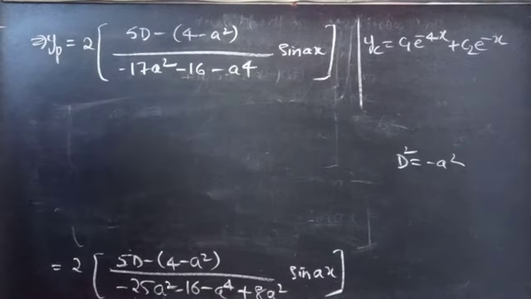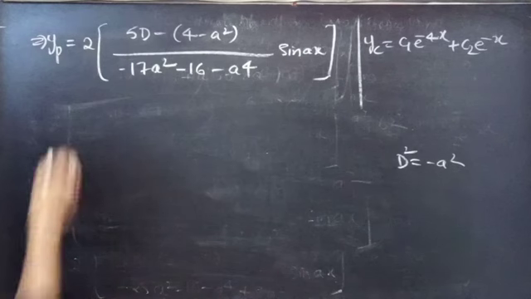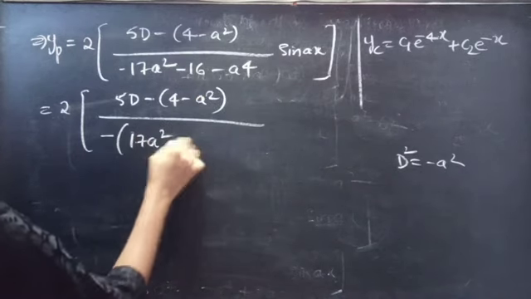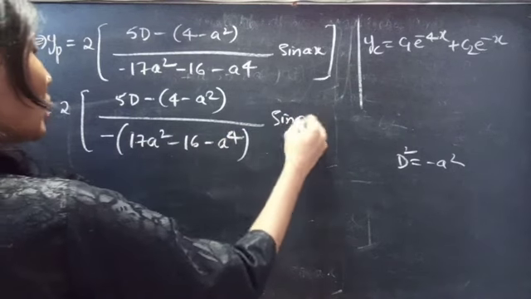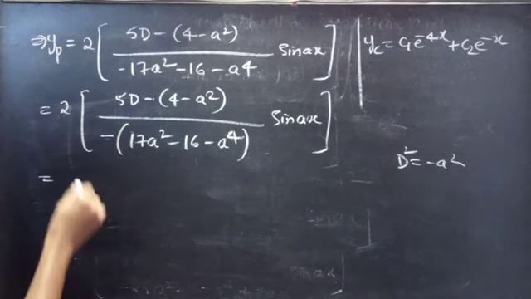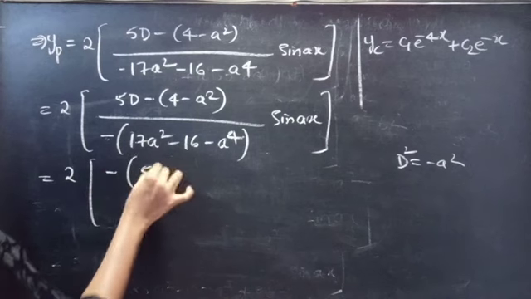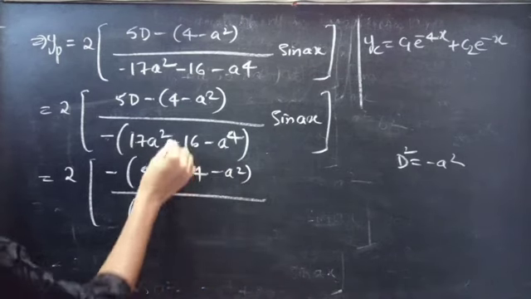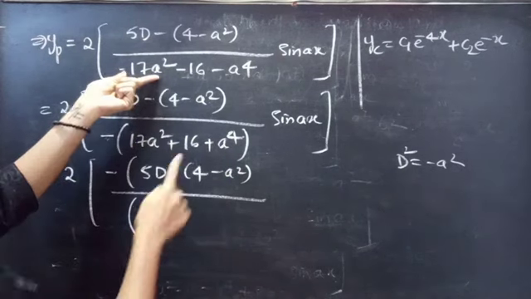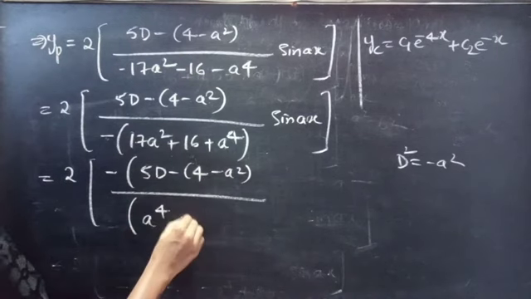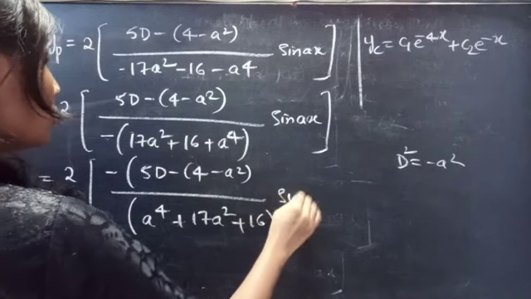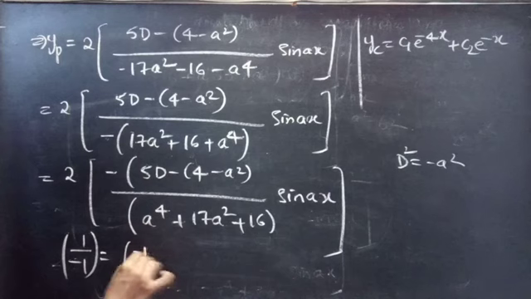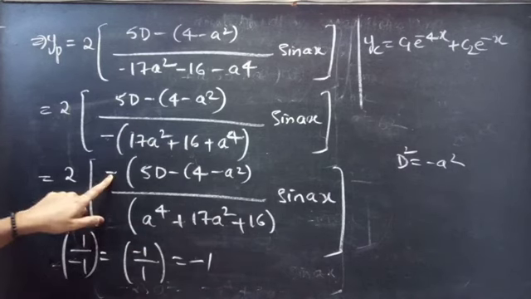Let's take minus common from all the three terms of the denominator. We'll get 2 into 5d minus of 4 minus a square by minus of 17a square minus 16 minus a power 4 into sine ax. Now let's take this minus outside. We'll get minus of 5d minus 4 minus a square by, here you'll get plus, right? After taking minus common, you'll get minus of 17a squared plus 16 plus a power 4, right? You'll get a power 4 plus 17a squared plus 16 into sine ax, right? Here this is of 1 by minus 1 form, right? 1 by minus 1 can be written as minus 1 by 1, which is minus 1, right?